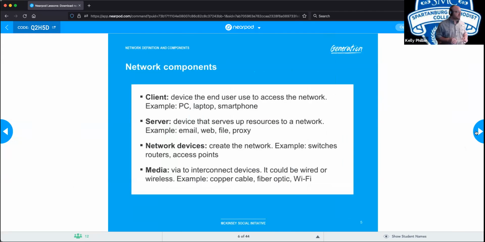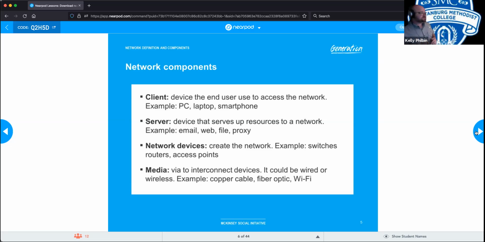A server is a device that serves up those resources. It provides those resources for the end users or the clients. This could be an email server, a web server, a file server, a proxy server. We'll get into a lot of these a little bit later this week when we talk about network servers in general. But these are providing specific services and/or resources to end users or clients.